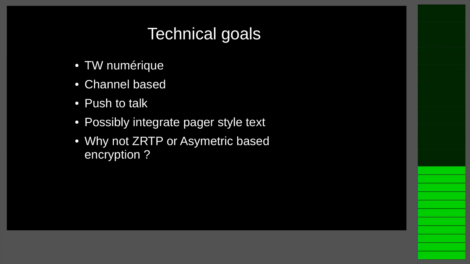What does our project look like? In order to use strong crypto, we had to turn towards digital walkie-talkies. The devices will be push-to-talk. We want it to be possible for numerous people to communicate at the same time as with analog walkie-talkies. Therefore, the devices will communicate over channels so that everyone on the same channel can transmit and receive.